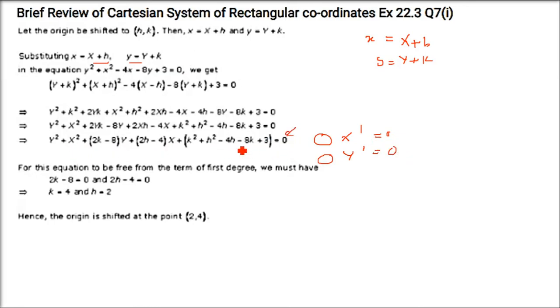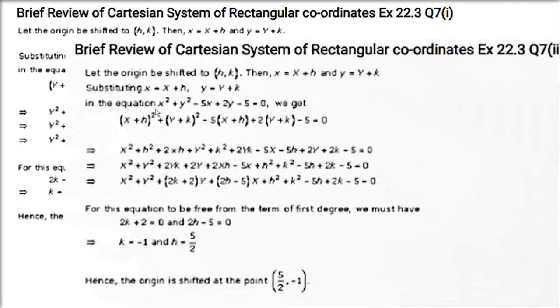See, I hope you will be able to come here. This 2k minus 8, y to the power 1, the coefficient is 2k minus 8, and x to the power 1, the coefficient is 2h minus 4. And 2k minus 8 equals 0, that is k equals 4, and 2h minus 4 equals 0, h is equal to 2. So you get h and k, that is 2 and 4.